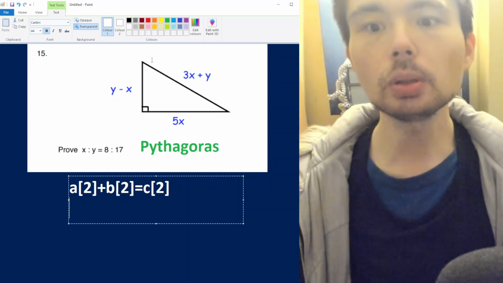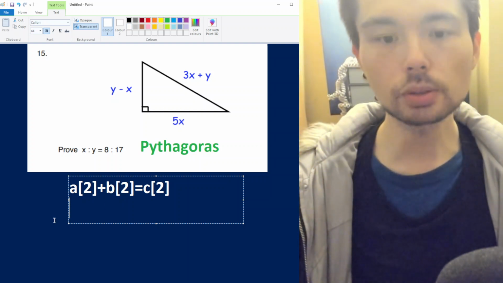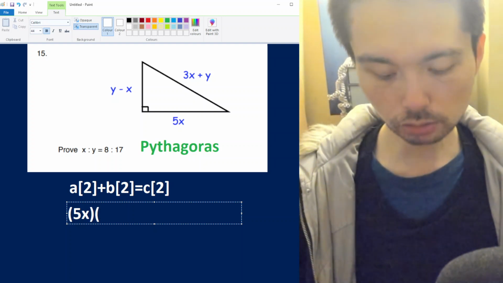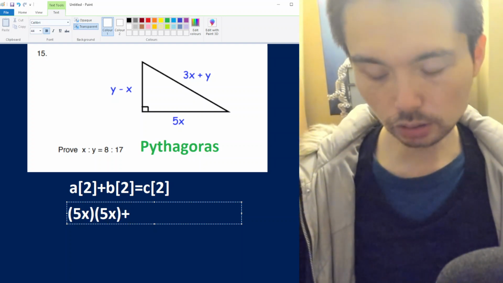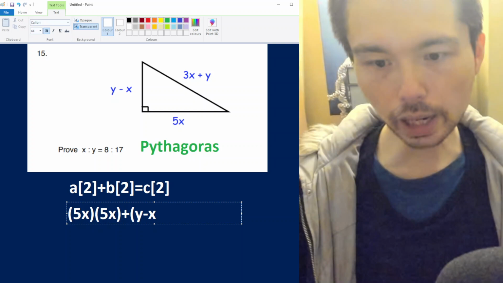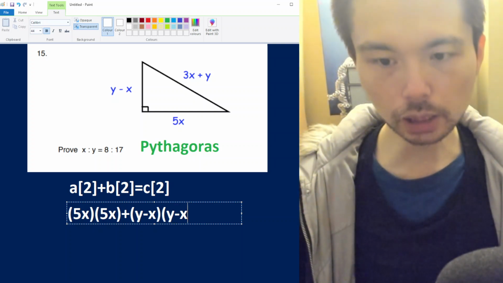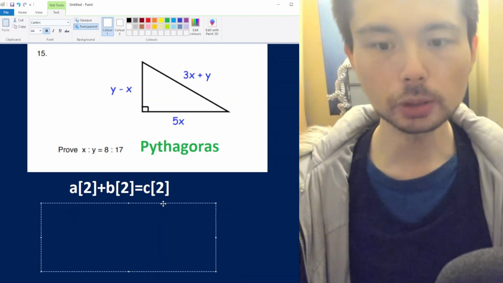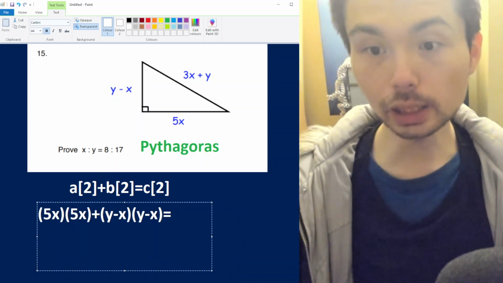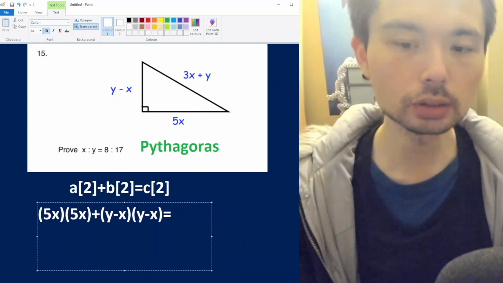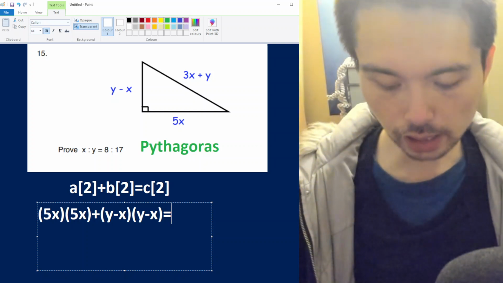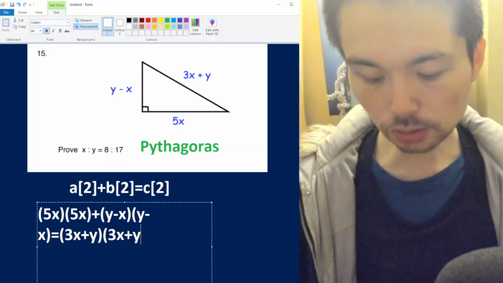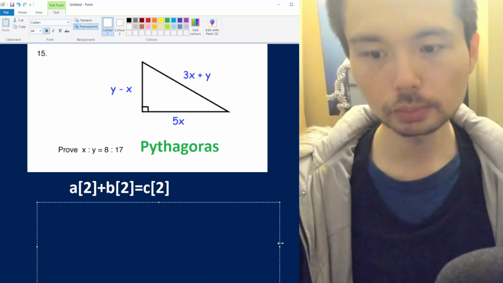Step 2, put in each of these. 5x squared. I'm just going to write it twice. I suggest you do this in the real exam. Don't waste your time writing squared, because we know that means timesing itself twice. Put it here, equals. And then c squared is the hypotenuse, which is the longest side on a right angle triangle. We can see that is 3x plus y. We know it's the hypotenuse because it is opposite the right angle here.